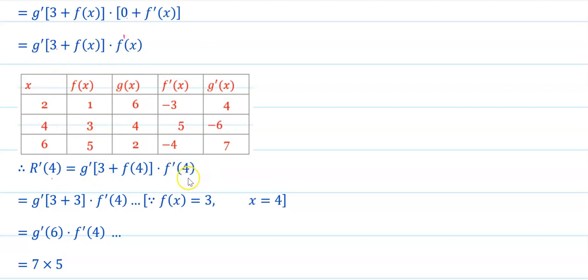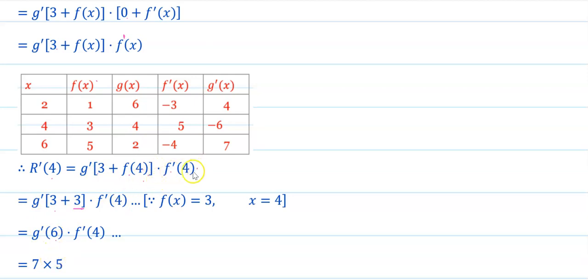Now substitute the value. What is f of 4? Again, the value of f of 4. This is f of x, x is 4. f of 4 is 3. Therefore f of 4 is 3 here. 3 plus 3, that is 6. Therefore it is g dash of 6.